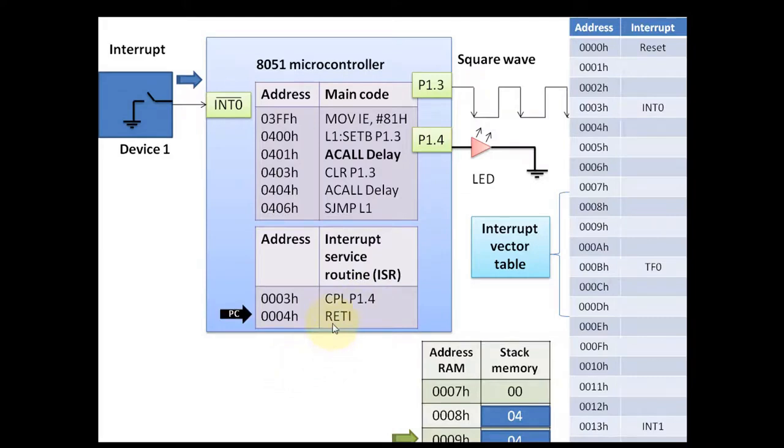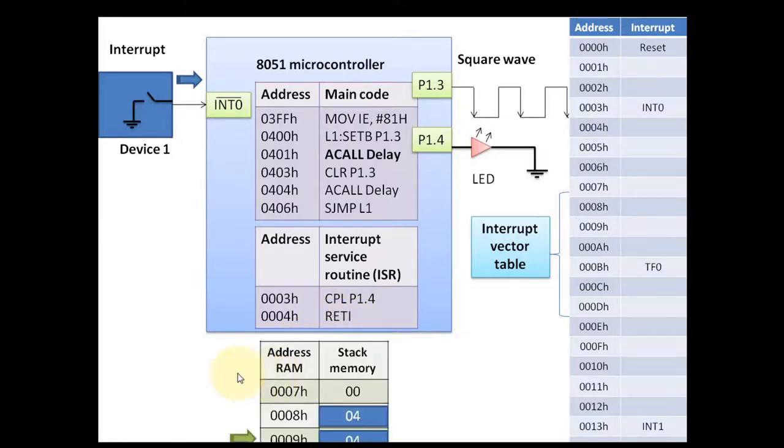Then RETI, return from interrupt. When this instruction gets executed, the content in the stack memory will get popped into the program counter. So now the program counter contains 0404, and hence there is a transfer of control from the interrupt subroutine to the main code. So this is our return address. Now the microcontroller will continue executing the remaining code. So this is the working of interrupt in the 8051 microcontroller.